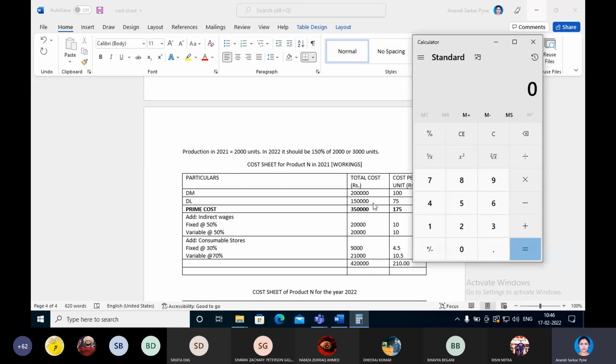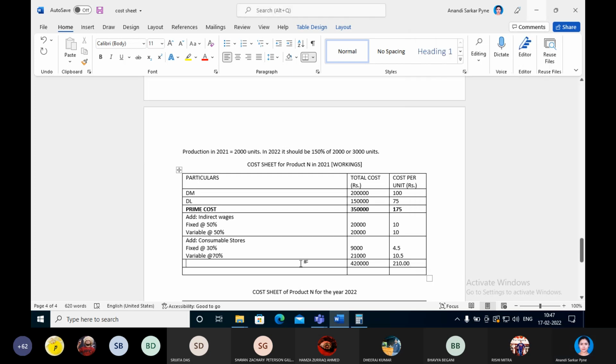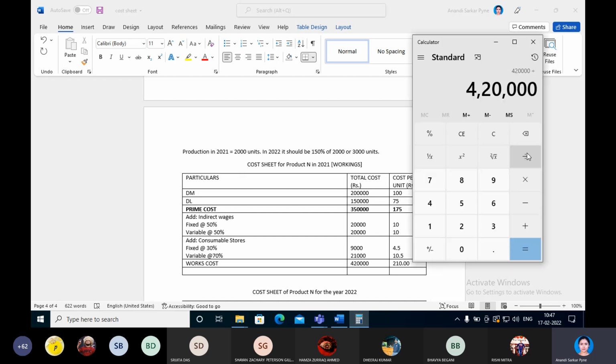Now you add all this. So 40,000 is your indirect expenses. Then you have 30,000 as your consumable stores. 70,000 is the total factory overhead. Factory overhead plus prime cost, 70,000 plus 3 lakh 50,000, 4 lakh 20,000, you got works cost. So cost per unit you can do 4 lakh 20 divided by 2,000.